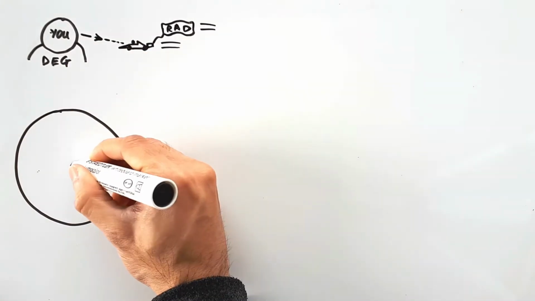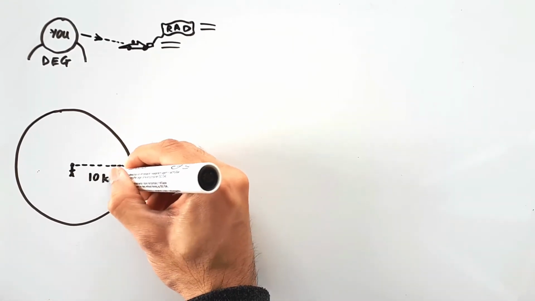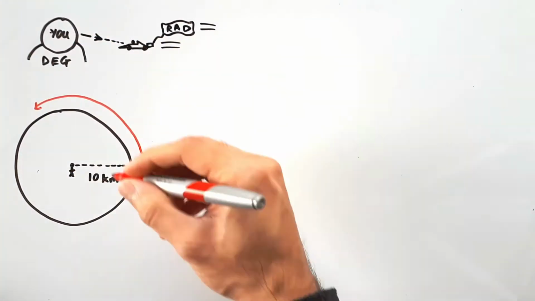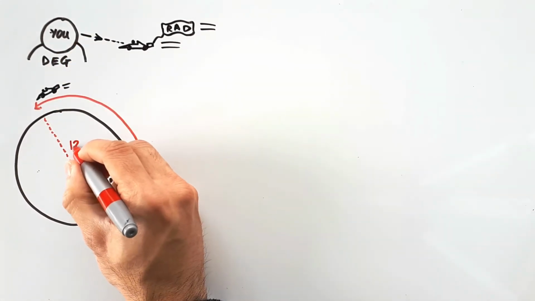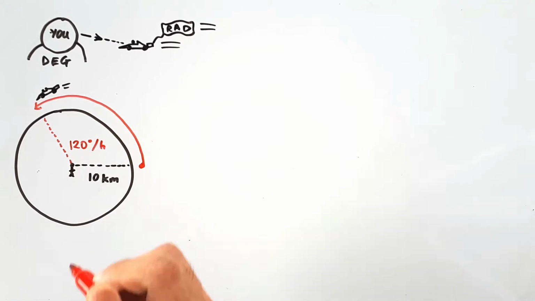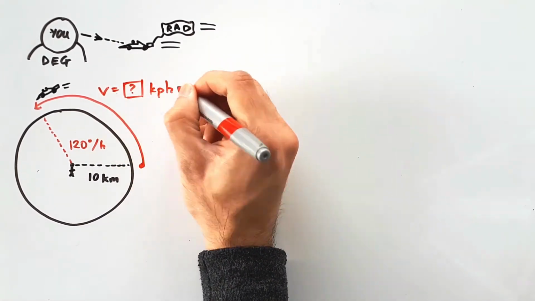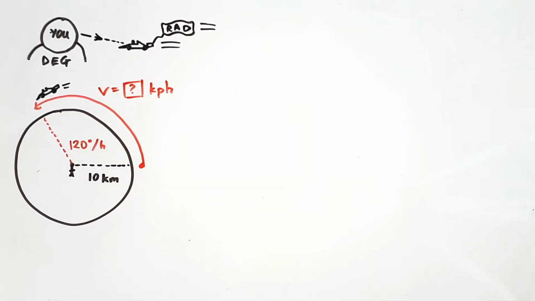Let's say you're standing in the middle of a circular track with a radius of 10 kilometers. You're watching a car run laps around you, and you recorded it moving at 120 degrees per hour. So how fast is the car moving? You can pause the video if you'd like to work it out first.